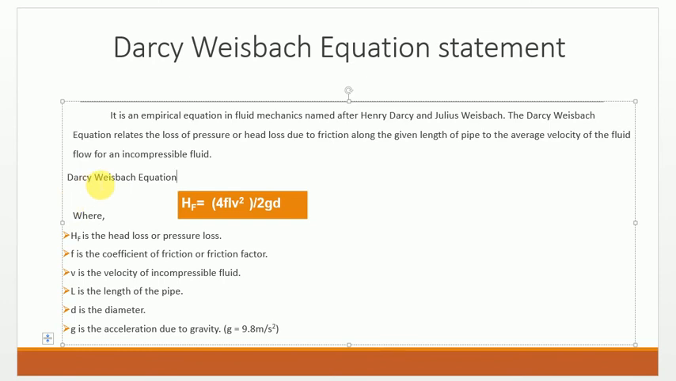So the Darcy Weisbach equation is head loss due to friction. HF is the head loss due to friction, which is equal to 4FLV squared by 2GD. F is the coefficient of friction, or called the friction factor. V is the velocity of an incompressible fluid. L is the length of the pipe. D is the diameter of the pipe, and G is acceleration due to gravity. Generally, it's 9.8 meter per second squared.